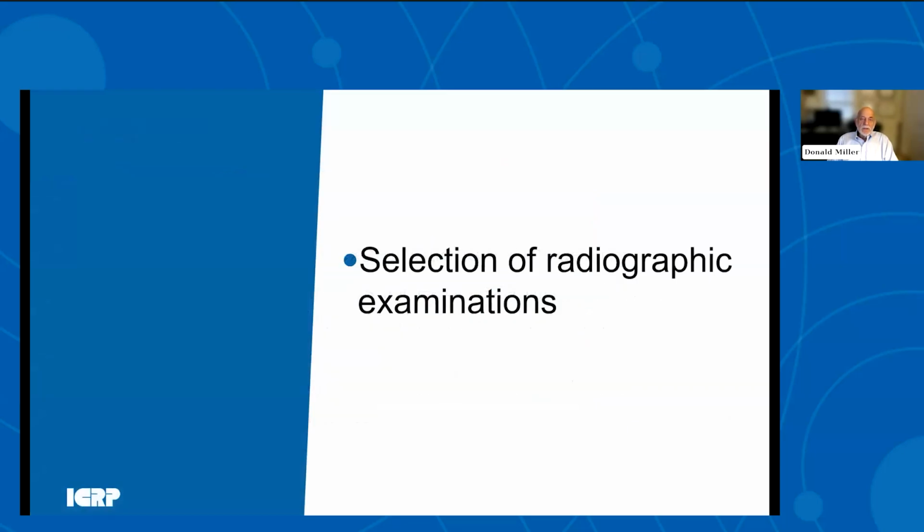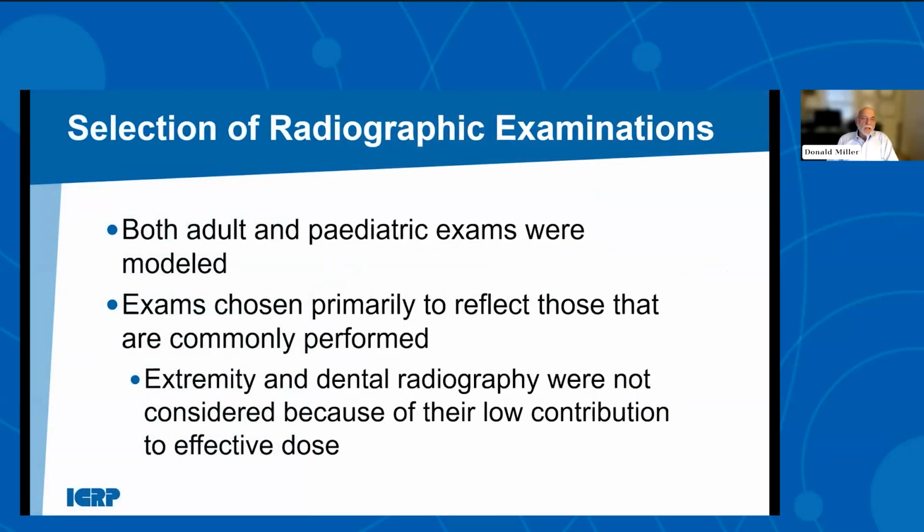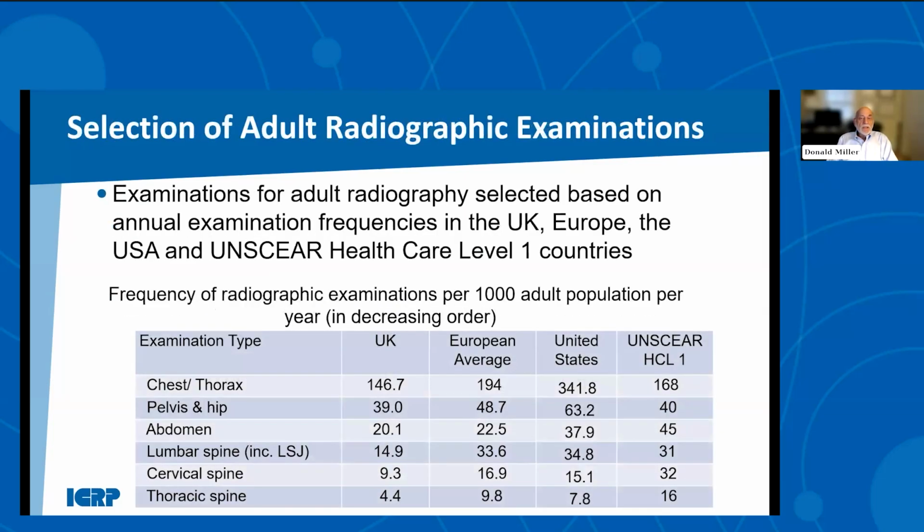So the first thing we needed to do was to select the examinations. And the goal was to select both adult and pediatric examinations. And the attempt was based primarily to reflect those that are most commonly performed. While extremity and dental radiography are extremely common, they were not considered because they are both relatively low contributors to effective dose. So instead, we chose adult radiographic exams based on their relative frequency in the UK, in Europe, the US, and in UNSCEAR healthcare level 1 countries.